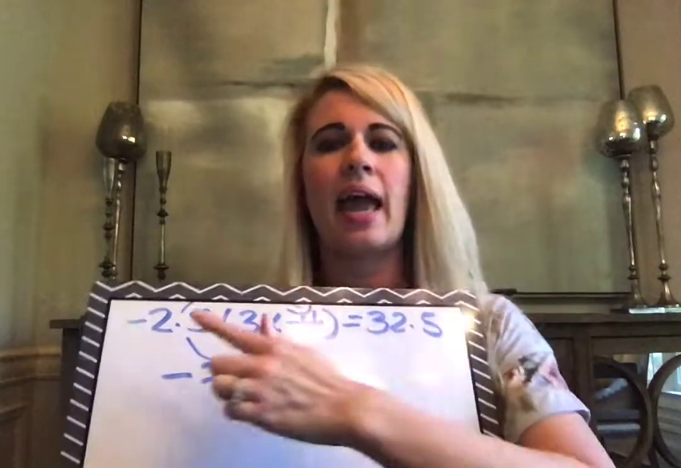Okay, so I'm actually going to type this in the calculator with you. So a negative times a positive is a negative, and 2.5 times 3 is 7.5x. And then now remember, a negative times a negative is a positive, so write plus, and 2.5 times 4 equals 10. Equals 32.5.